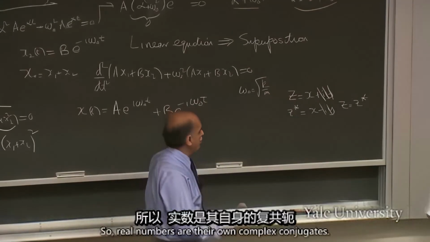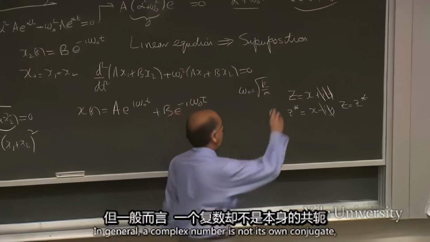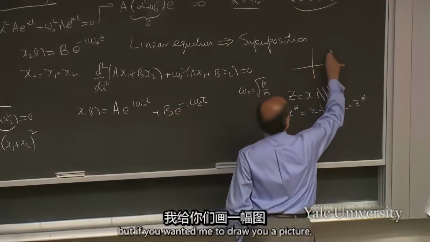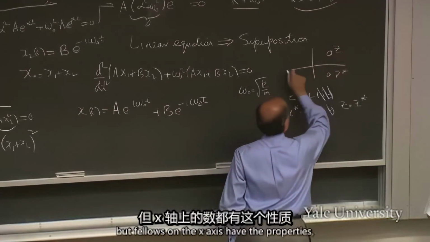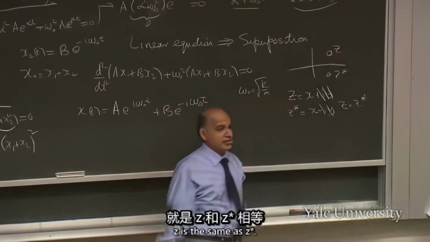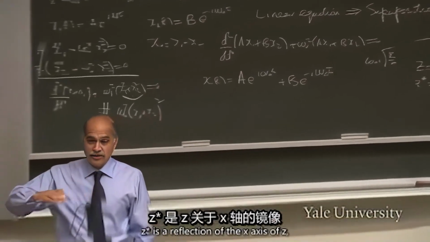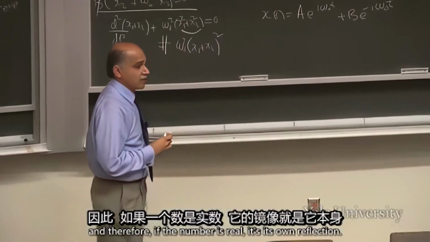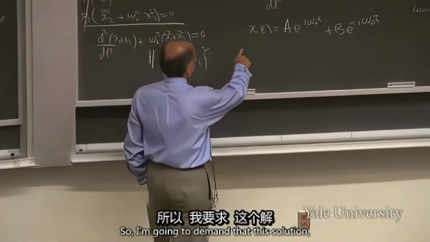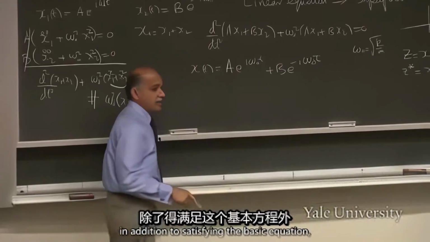So real numbers are their own complex conjugates. In general, a complex number is not its own conjugate. Or if you want me to draw you a picture, that's where z is, and that's where z star is. But numbers on the x-axis have the property that z is the same as z star. Z star is a reflection of z on the x-axis, and therefore, if the number is real, it's its own reflection.